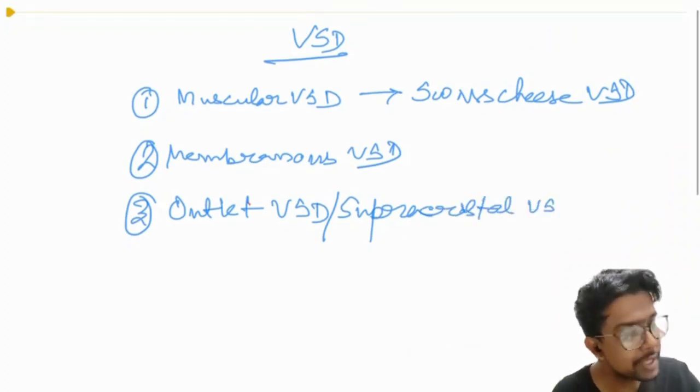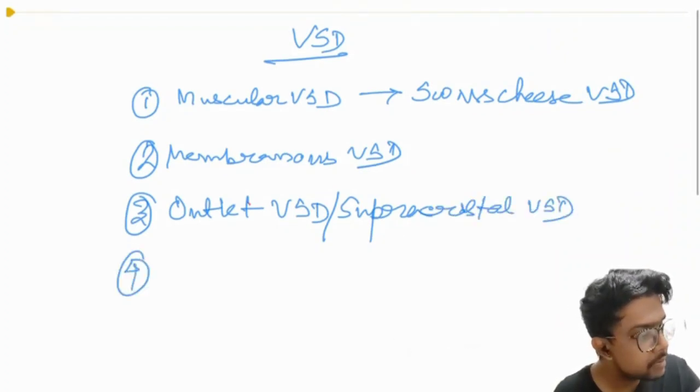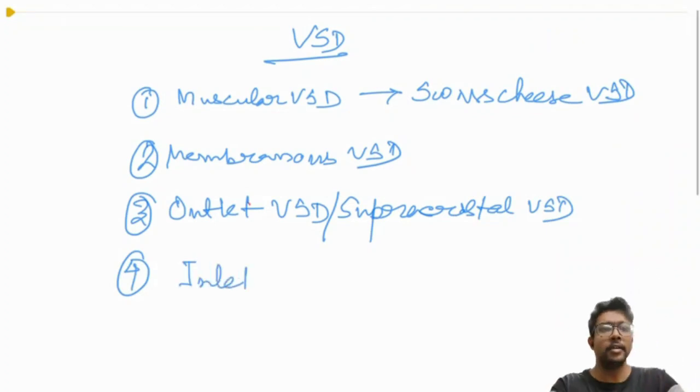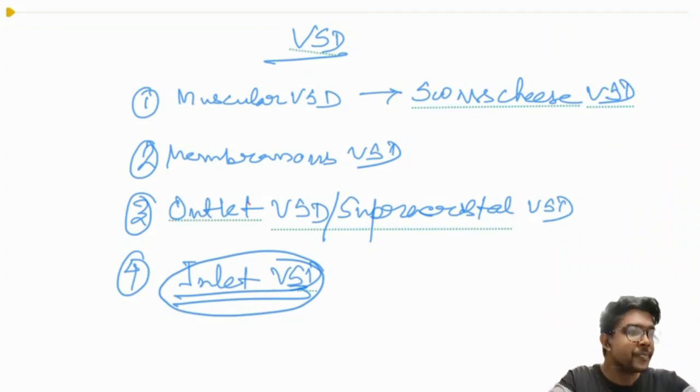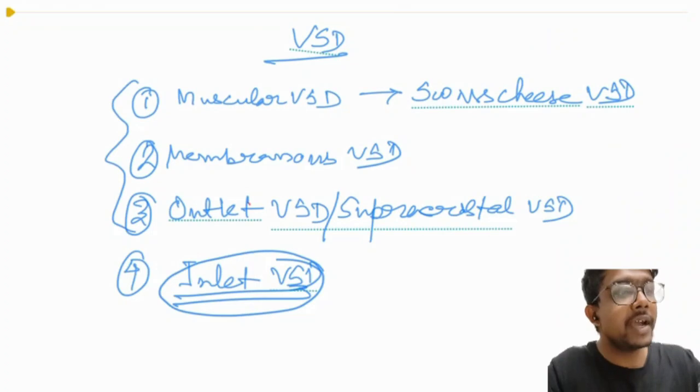And the fourth one is known as inlet VSD. It is very rare and not present alone. It will be associated with various types of syndromes. So we will discuss mainly these three. Now what is the pathophysiology behind VSD?